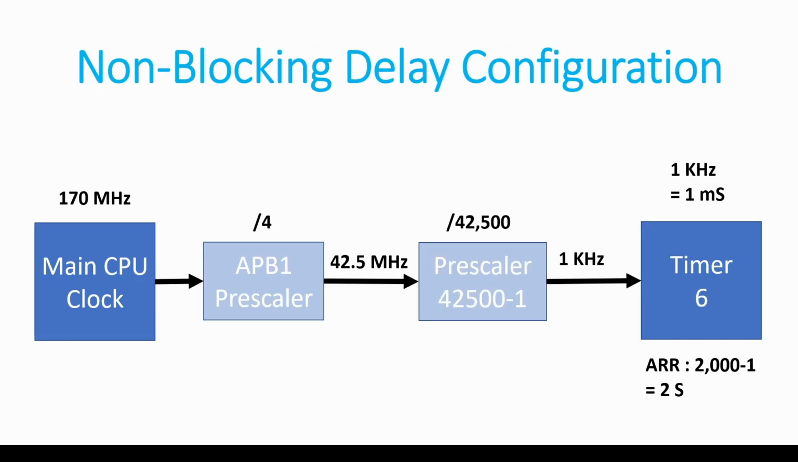For this example, I'm going to have the counter increment every 1 millisecond and reset every 2 seconds. To do this, I'll set the APB1 prescaler to 4, the timer 6 prescaler to 42500 minus 1, and the auto reload register to 2000 minus 1. Do note, our counter resets every 2 seconds, therefore the max delay the counter supports is 2 seconds.